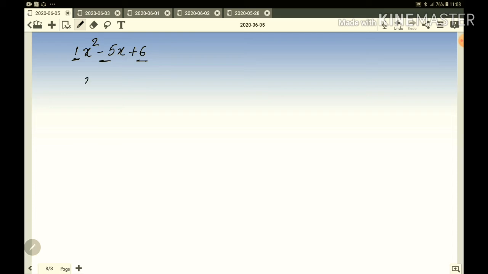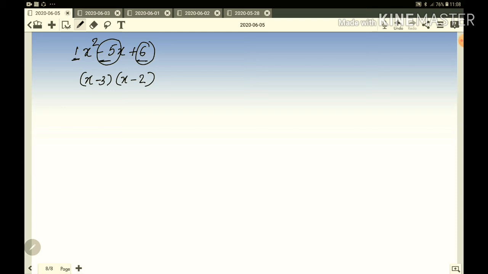Here, how do you write the factors? I know 2 factors are there. Look for 2 numbers. When you multiply, the answer is 6. That very same number, when you add it, gives minus 5. What are those 2 numbers? Minus 3, minus 2, isn't it? See, minus 3 times minus 2 is 6. Minus 3 plus minus 2 is minus 5.